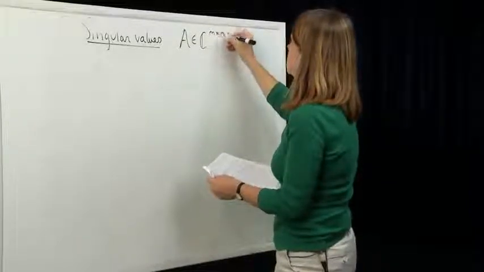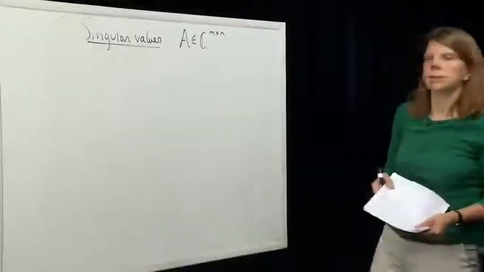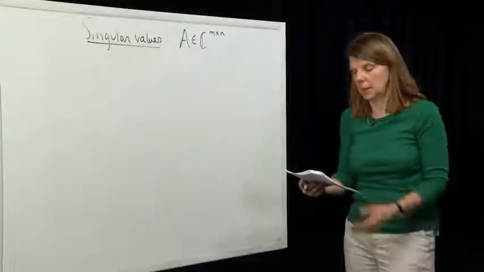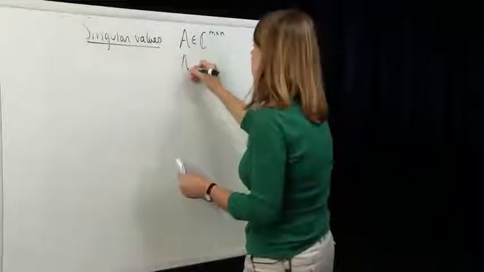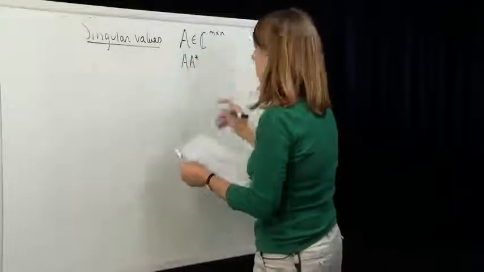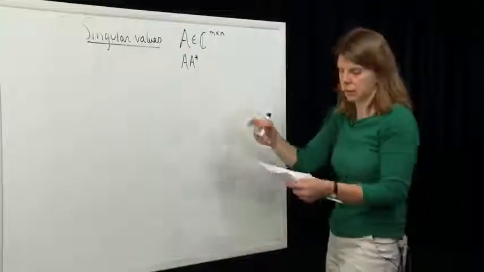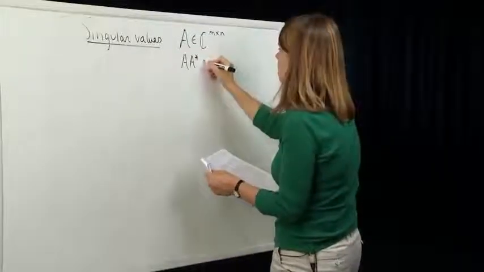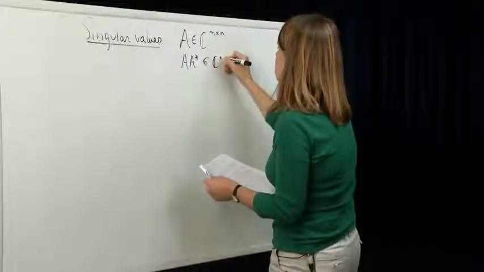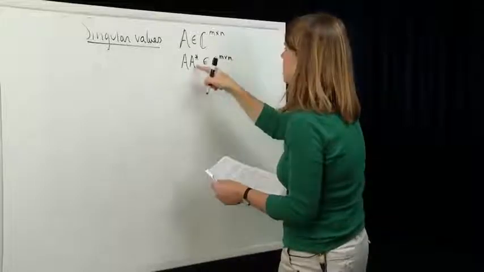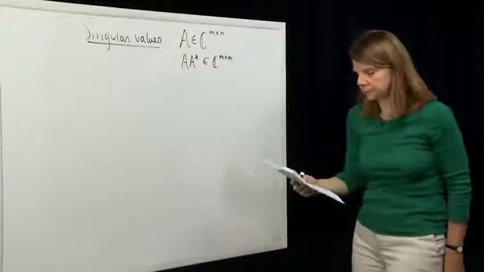In general, it's not going to be square. It doesn't have to be square. So A is an m by n matrix. If we think about A star, the Hermitian transpose, and I'm multiplying it by A, that's going to be an m by m matrix. So that is a square matrix just by the definition of A star.